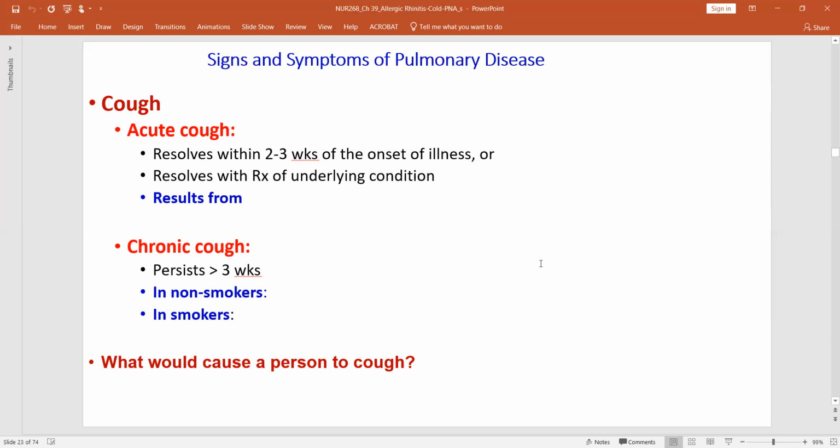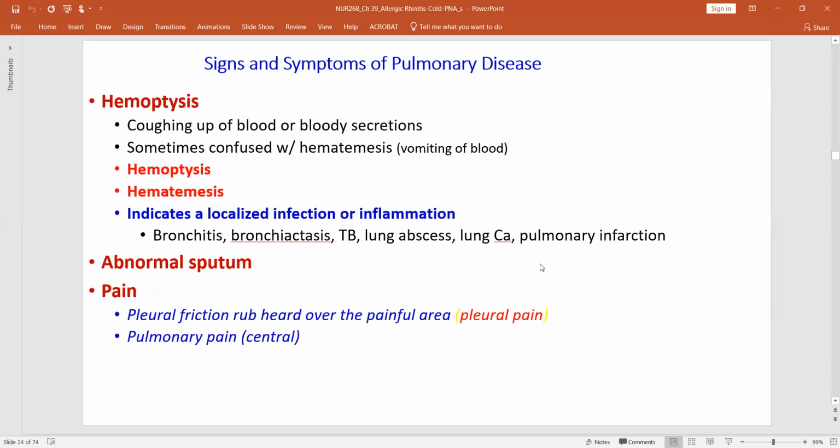What would cause a person to cough? This is usually due to mucus or fluids accumulating in the lower respiratory tract due to the inhalation of irritating substances, lung tumors, or pulmonary edema.